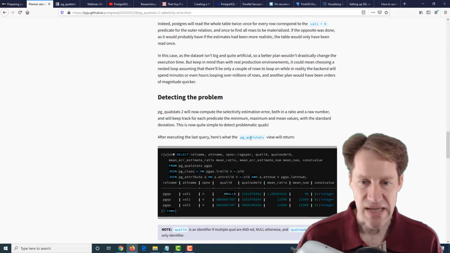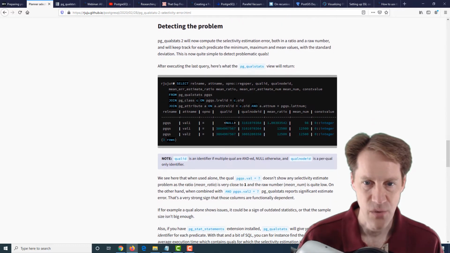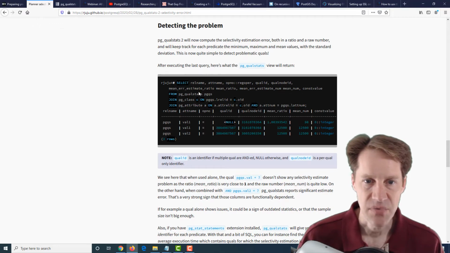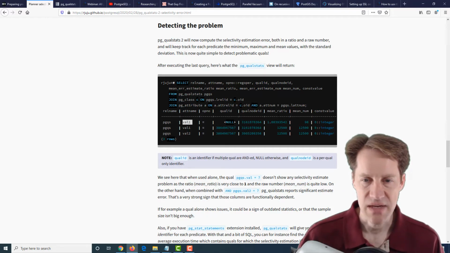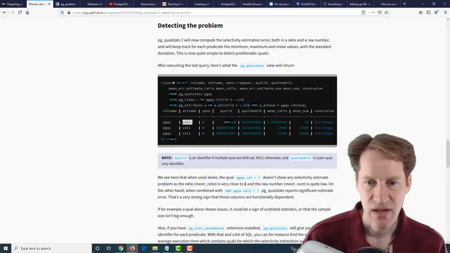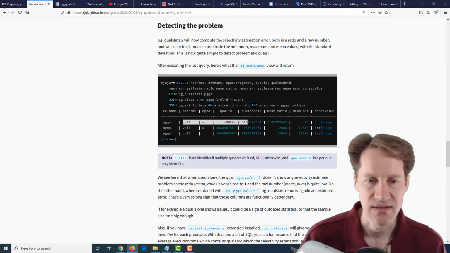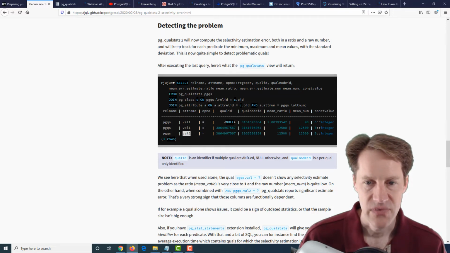Now, what Pgpool-Stats, at least version 2, can do is help detect this problem. So here's an example of a query you can run against this Pgpool-Stats table. It's part of the extension, and when looking at this column in isolation, the mean ratio, which means how relatively accurate the statistics are, is close to 1. So just looking at one column, it gives a good estimate, but looking at one column in relation to another, meaning anded with another, as he references here, the val2 column, the mean ratio is huge. It's very far from 1.